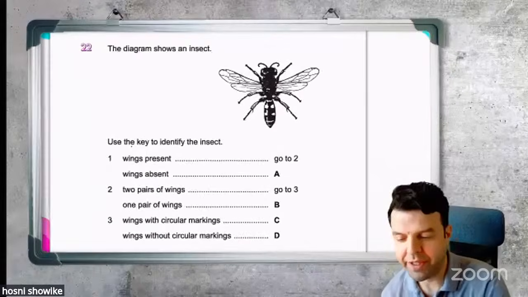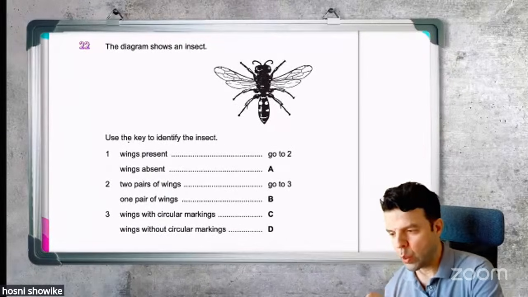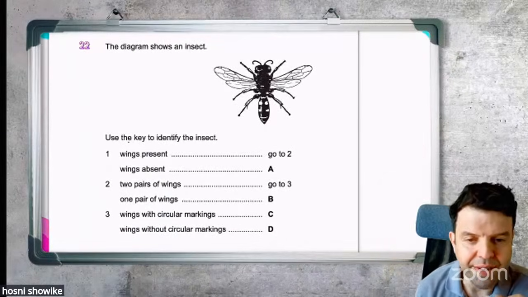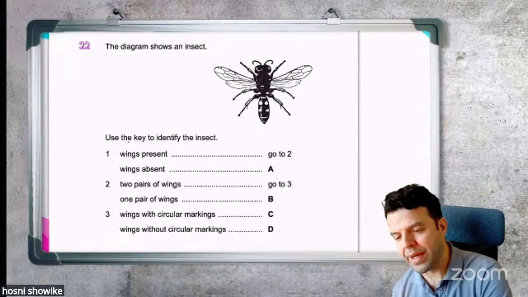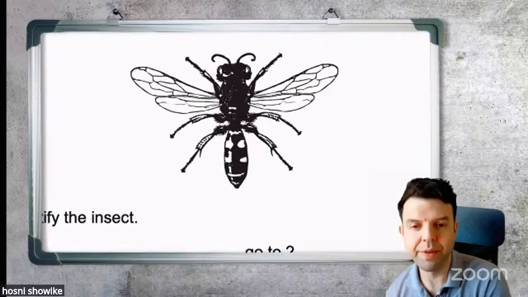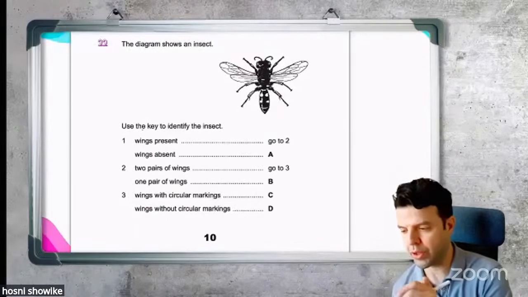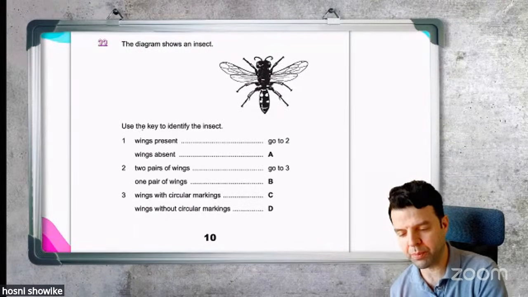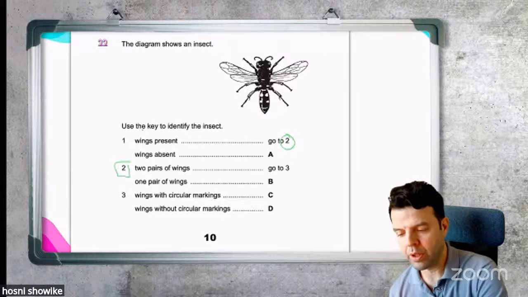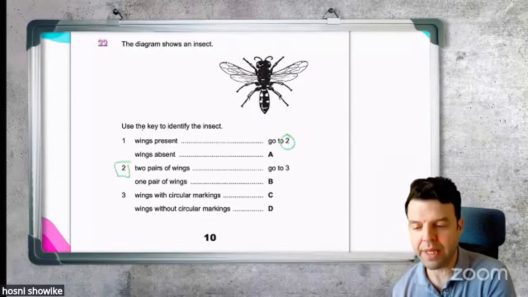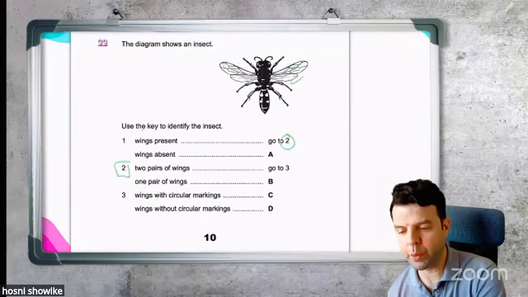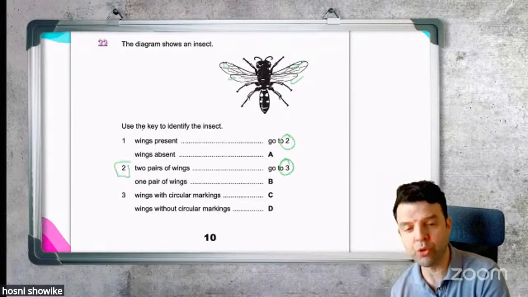The key thing. Use the key to identify the insect. Step 1, what do I say? Wings are present. Do you see wings? Yes, 2 pairs of wings, right? I have wings. So wings are present. I'm going to go to 2. 2 pairs of wings, yes, they are. 1 pair, 2 pairs. I'm going to go to 3.